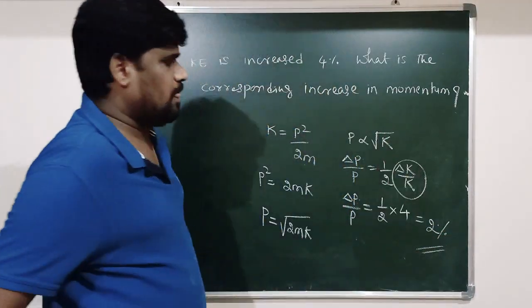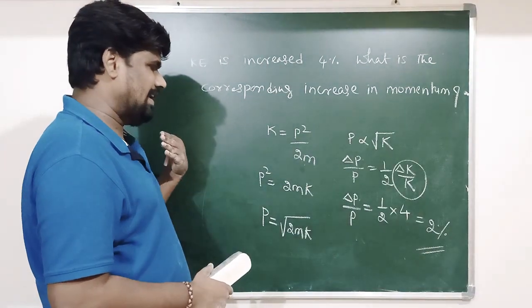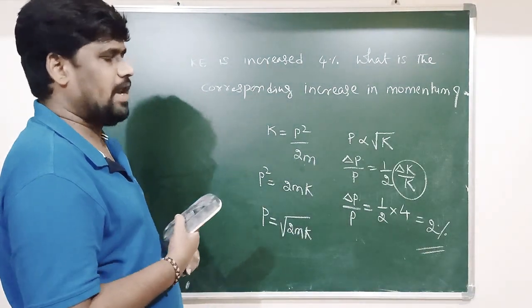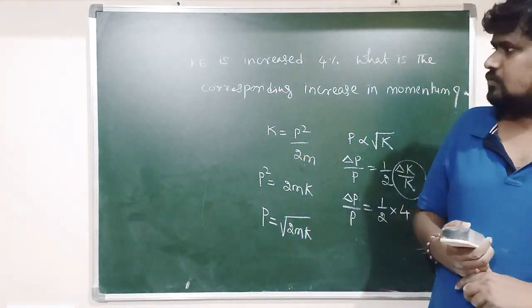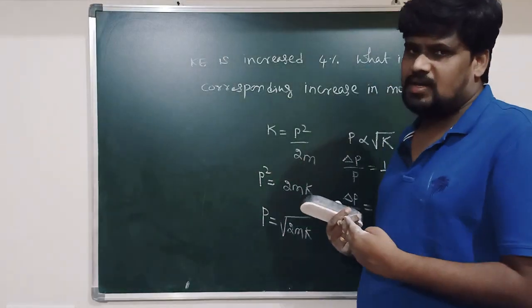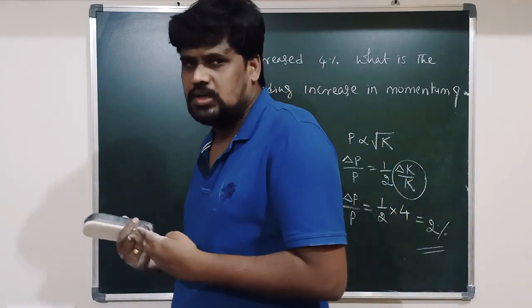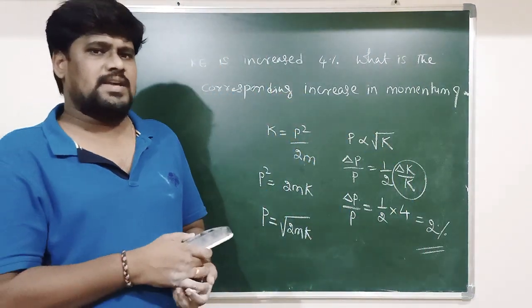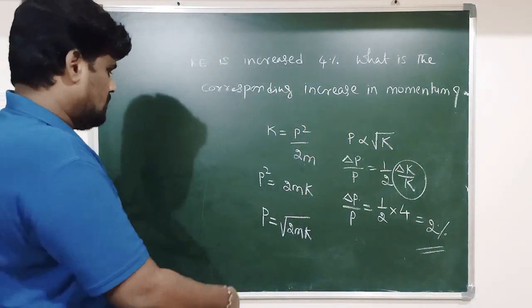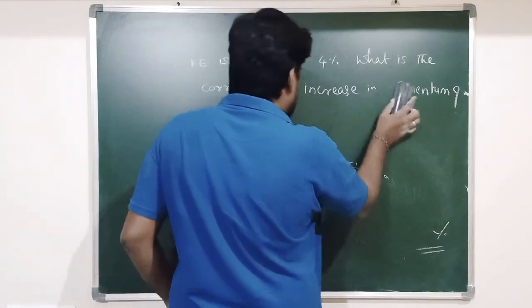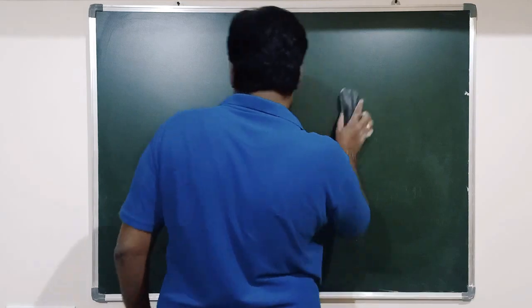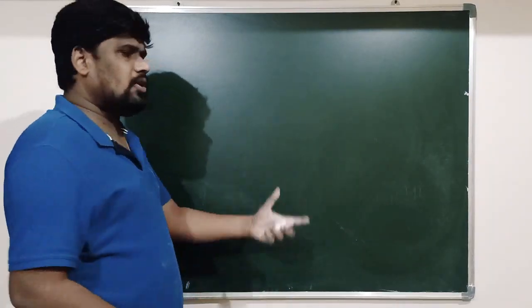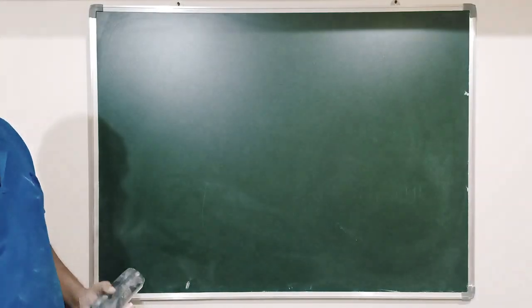2% is the corresponding increase or change in the value of what? The momentum. In this way, the concept of error is used to estimate the kinetic energy as well as the momentum of a body. The same concept I can apply to the lesson called gravitation.